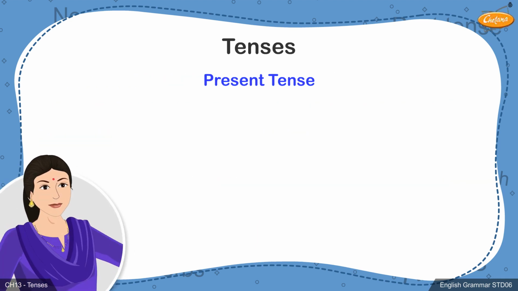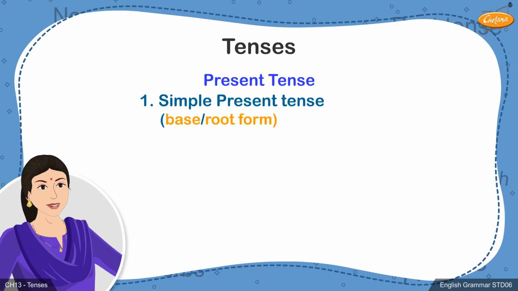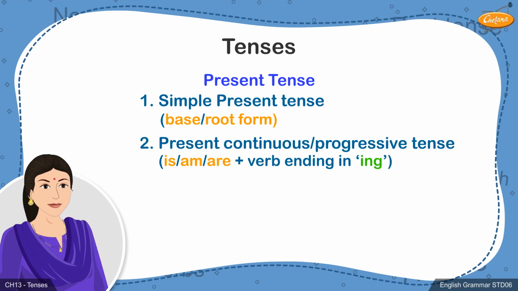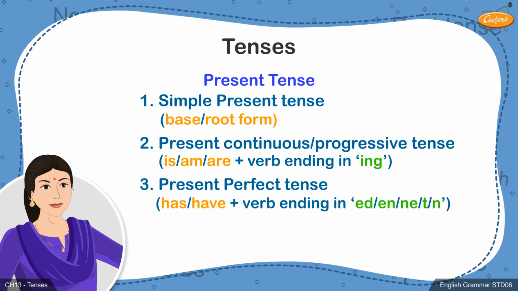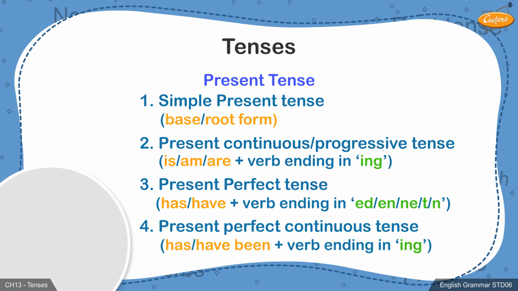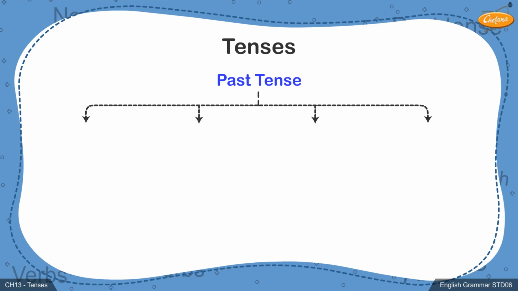Students, we have now covered all the four aspects of a present tense verb. 1. Simple present tense. 2. Present continuous or progressive tense. 3. Present perfect tense. 4. Present perfect continuous tense. Now that we have completed the four aspects of the present tense verb, let's begin with the four aspects of a past tense verb.